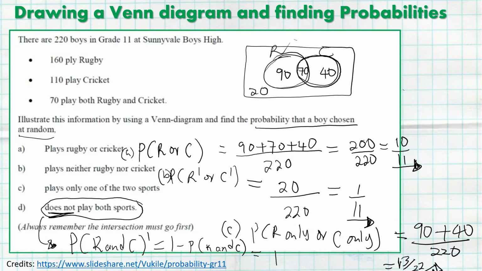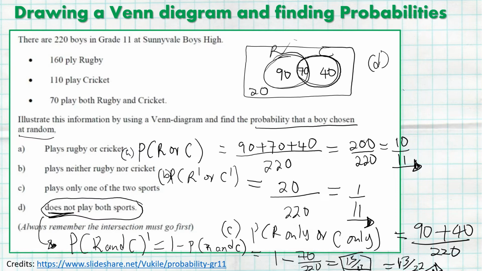So it's going to be 1 minus the probability of rugby and cricket. It's 70 out of 220. Okay, so this will be the same as 15 out of 22. So that's actually how you can calculate that, or someone can calculate it differently. Let me write it on top there. Our number D, they want the probability that the boy chosen at random does not play both sports, right?